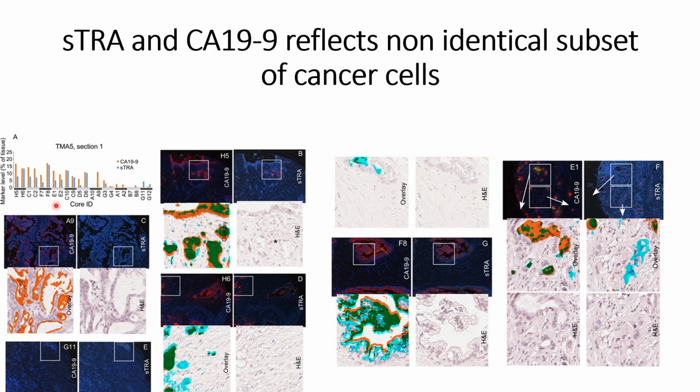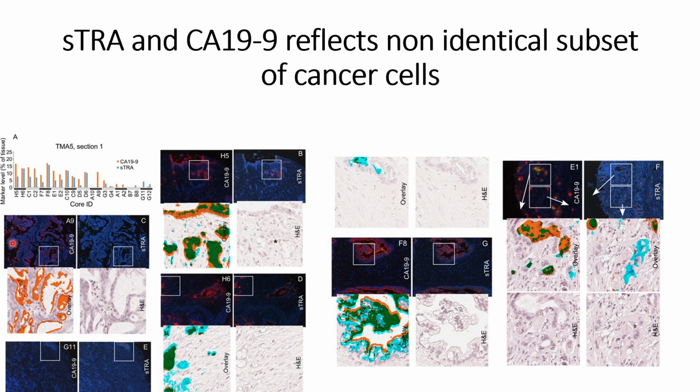After identifying that both are expressed at different levels in different cores, they wanted to examine some of the cores in order to see whether sTRA and CA19-9 are expressed at the same site or at different sites.